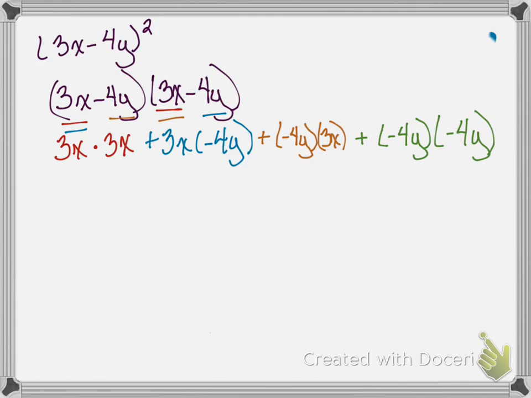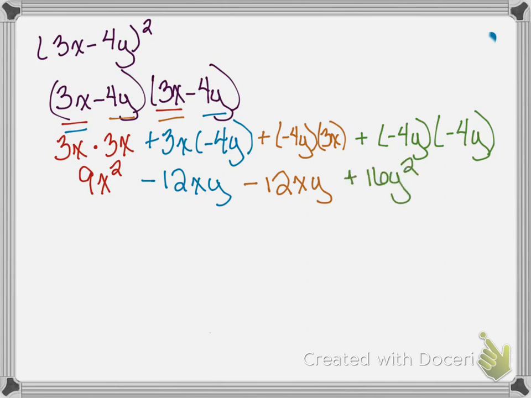Okay, 3x times 3x is 9x squared. 3x times negative 4y is negative 12xy. Okay? Negative 4 times 3 is negative 12. Y times x, does it matter which order I write it? No, it doesn't. Traditionally, you see it in alphabetical order. It does not matter which way you write it, as long as you're able to identify that the blue and the orange are like terms. Then we have positive 16y squared. Negative times a negative is a positive.